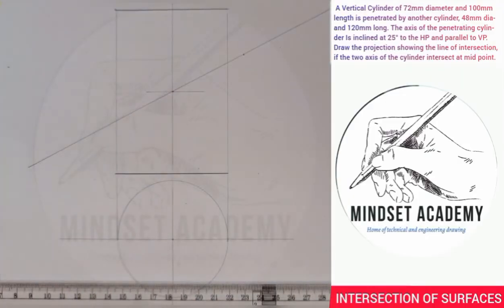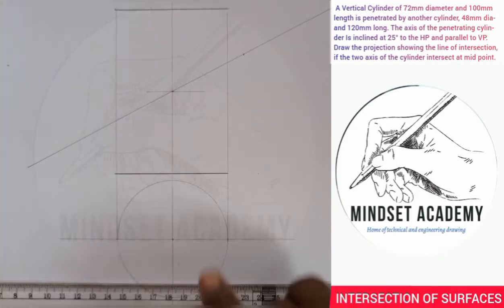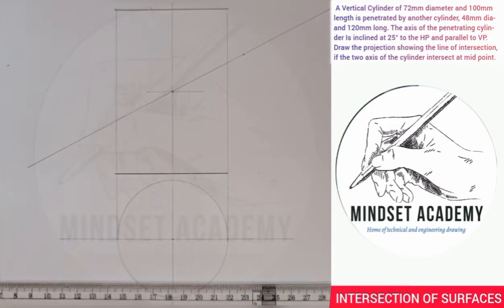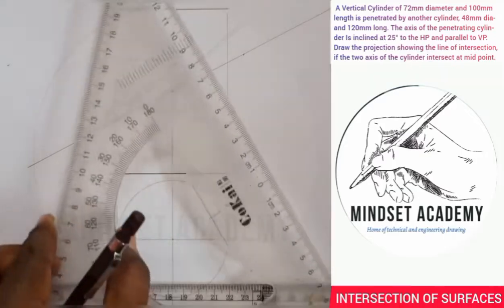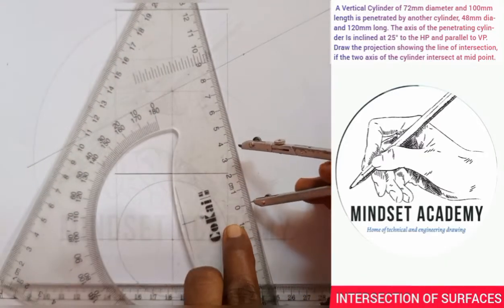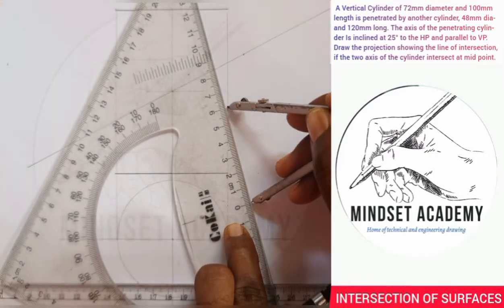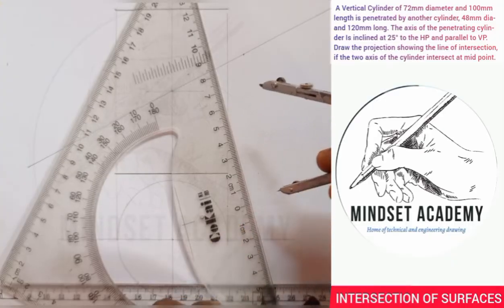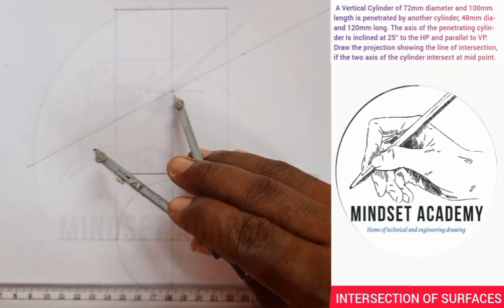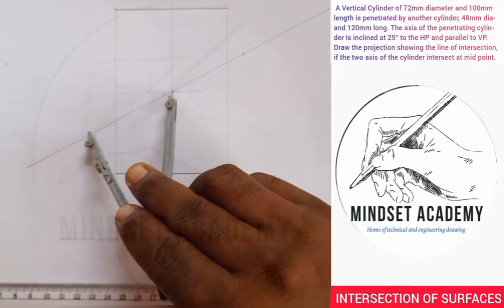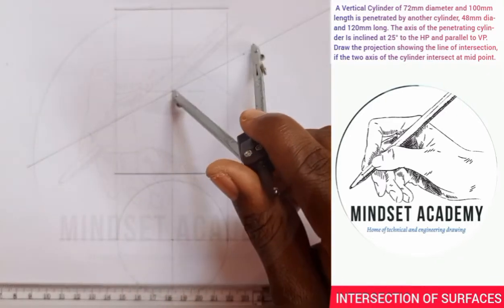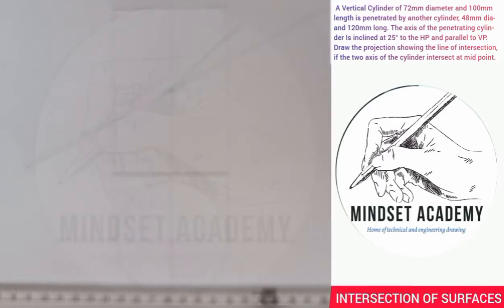Now from this center here, since we were told the length is 120, you take half of it, which is 60. So from 0 to 6 is 60, right? I'll place it at the center here, and I'll mark towards the left, and I'll also mark towards the right.